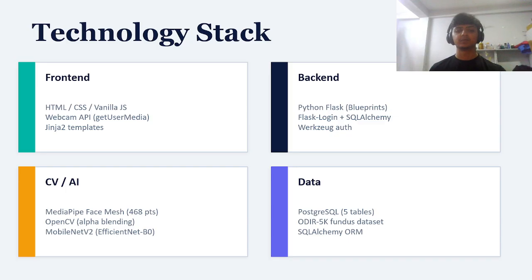For computer vision and AI, the project uses MediaPipe face mesh for landmark detection, OpenCV for image processing and alpha blending, and a MobileNetV2 model with an EfficientNet backbone for the eye health classifier, trained with PyTorch. The database is PostgreSQL managed through the SQLAlchemy ORM with five core tables covering user, product, cart item, order, and order item. With the help of the ORM, I don't have to write my own raw SQL. Now let's move on to the system architecture.